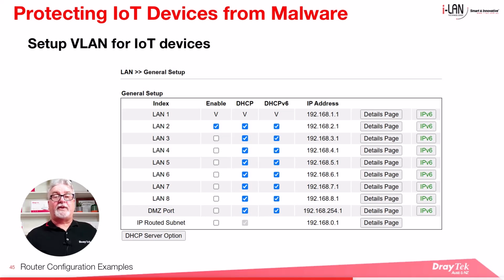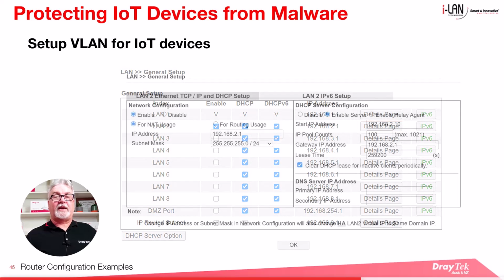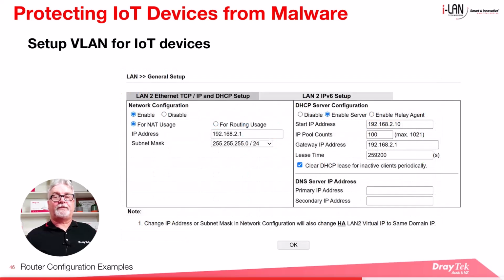Another good practice mentioned earlier is to set up a separate LAN for IoT devices, such as IP cameras. This isolates them on their own VLAN, so if a hacker gains access to a compromised device, they won't be able to access the rest of the network. To set this up, go to LAN General Setup and enable LAN 2, where LAN 2 is the LAN allocated for IoT devices. Next, click on the Details page to configure the LAN 2 DHCP settings.